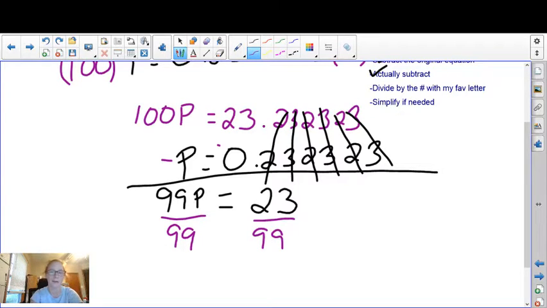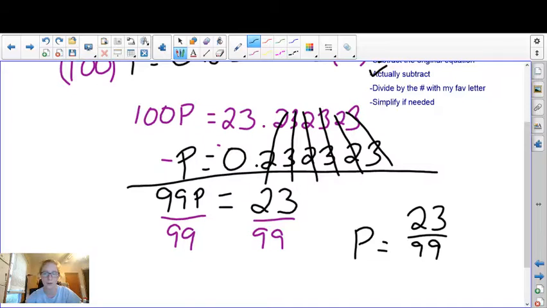99 divided by 99 will simply leave me with 1 times my favorite letter, and that favorite letter this time is P. And then I'm left with 23 over 99, and then it asks me to simplify if necessary. I don't believe anything can go into 99 and 23. So then I'm going to check the calculator. Woohoo! Look at that. Same number I started with. So we did it correctly.